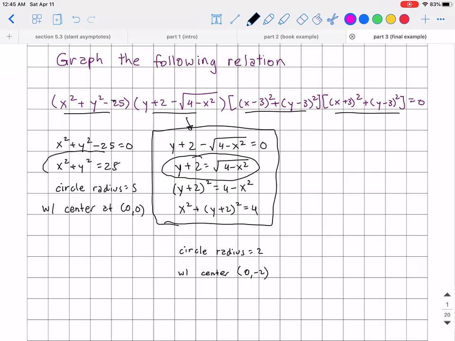Here, the difference between this factor and the one I just circled is that the first factor is a complete circle because it's in the form of x squared plus y squared is equal to 25. But the second factor is only going to be the upper half of the circle, because on the right-hand side, you notice the square root of 4 minus x squared, which can only be positive. So that tells me I can't have the lower part of the circle, but instead it's the upper half of the circle. That is something a little bit interesting.